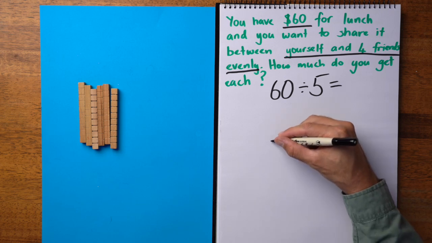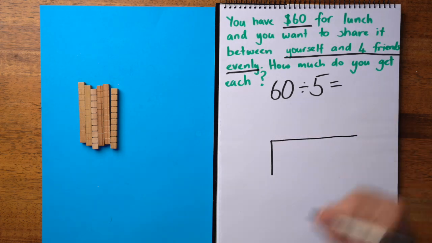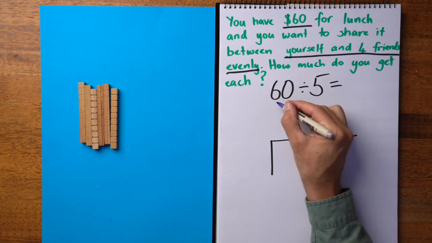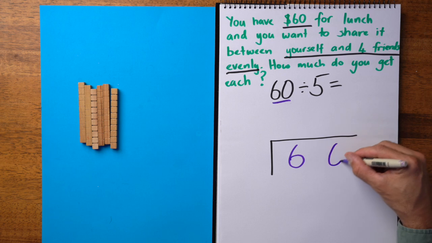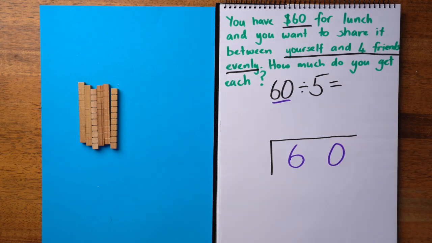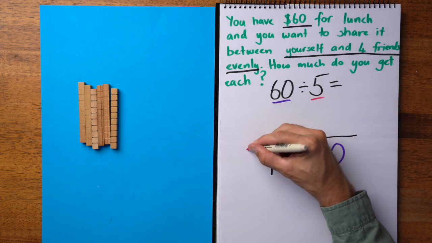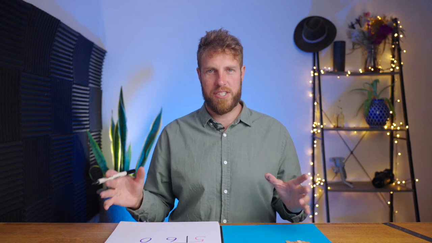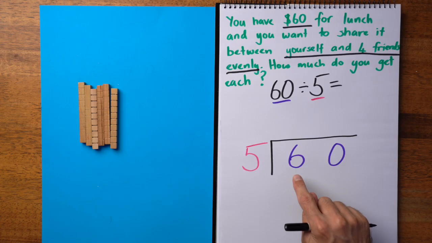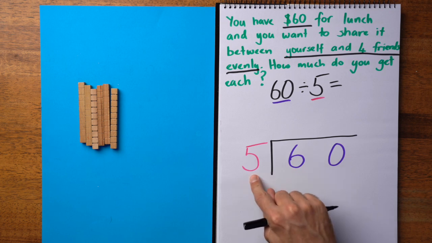Let's write it now as a written algorithm. The 60 that we're sharing gets written underneath, and the number 5 that we're sharing between gets written over there to the left. As before, we're going to start with our highest value place, which is the tens. We have 6 tens shared between 5.